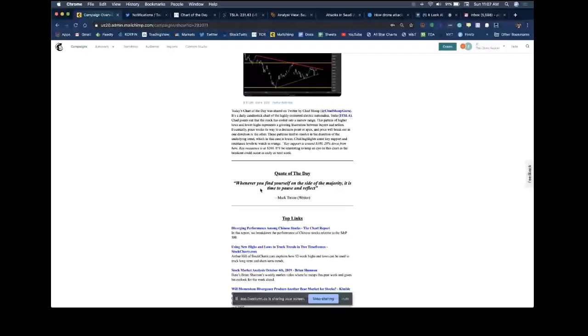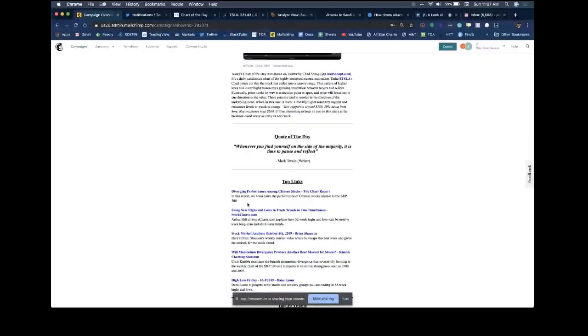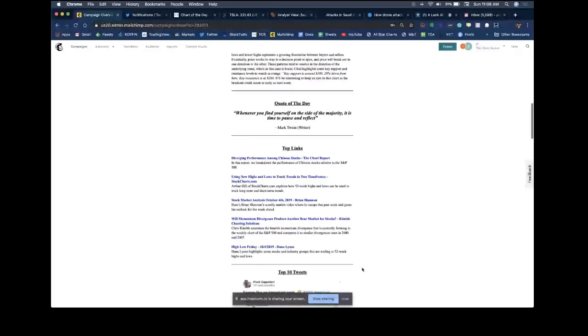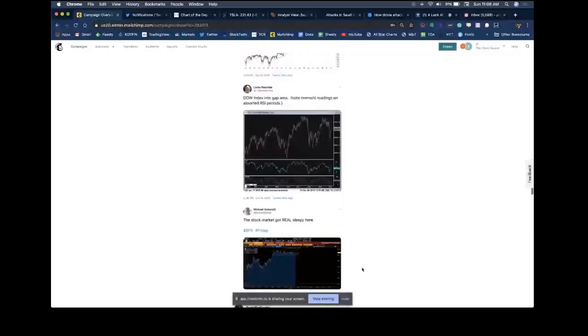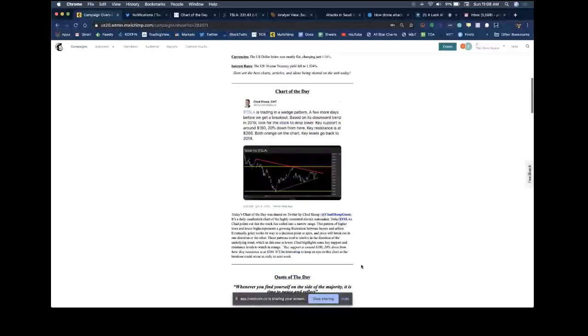Then we have top links. The first one is usually an article of ours where we highlight a theme that is being talked about a lot, and the rest are from other good technicians, all technical analysis related. And then you have the top 10 tweets. But going back to the chart of the day, this is the chart report from Friday.